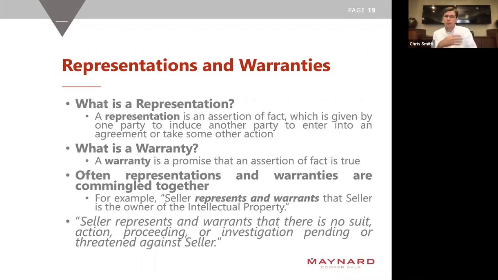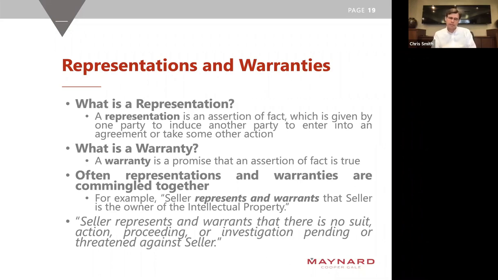They're promises that one party is making to the other party, and they're extremely important, because if those promises turn out to not be correct, then that's a breach of contract, right? You have breached your agreement, and that can subject you to damages and amounts you have to pay later.